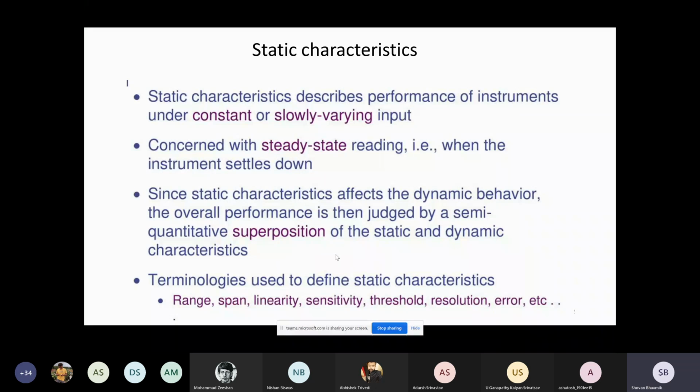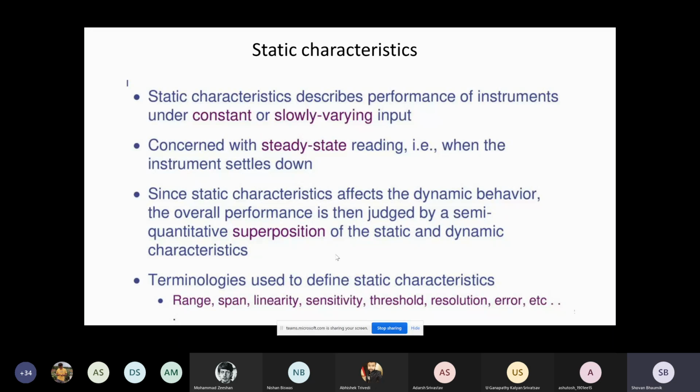Okay, so what does it mean? Suppose you want to measure something, it may vary the input, or after varying the input, it may settle somewhere, and that steady state you want to measure. It's quite okay, and in many of the cases we do so.